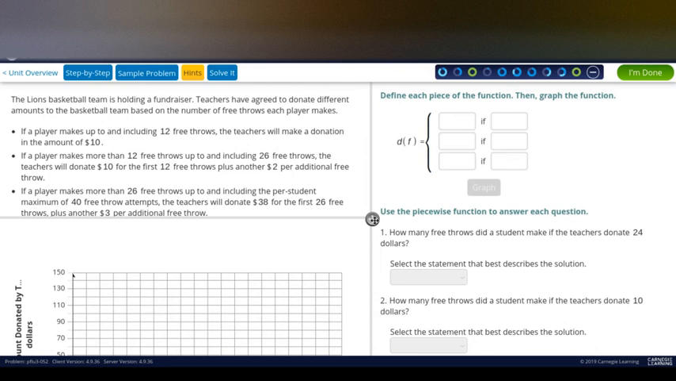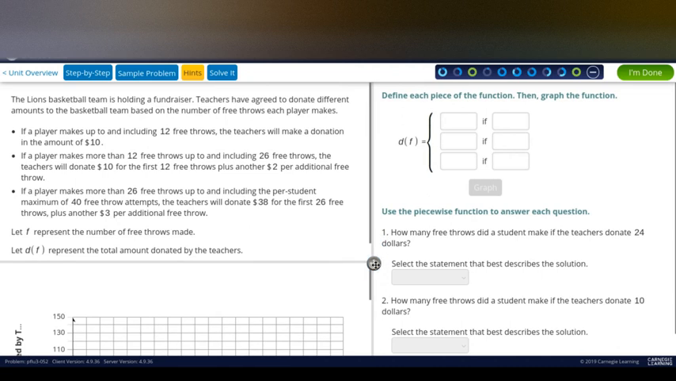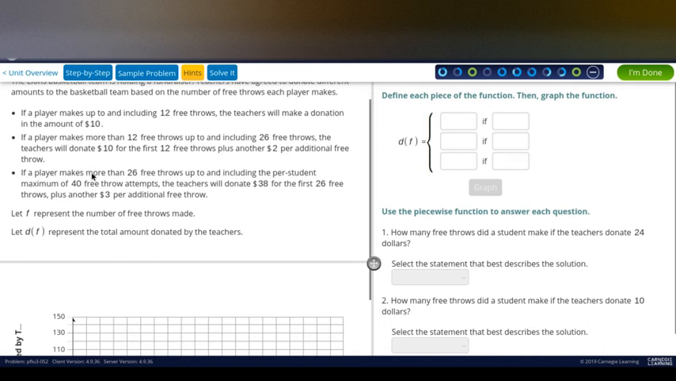All right, so once again, we're going to be graphing piecewise functions. This one has 3 parts, as Mathia so kindly gives us space for 3 different equations. So our equations are going to be based off of this. The Lions basketball team is holding a fundraiser. Teachers have agreed to donate different amounts to the basketball team based on the number of free throws each player makes. So we have 2 variables here. We have F, which represents the number of free throws made, and we have D of F, which represents the total amount donated by the teachers.